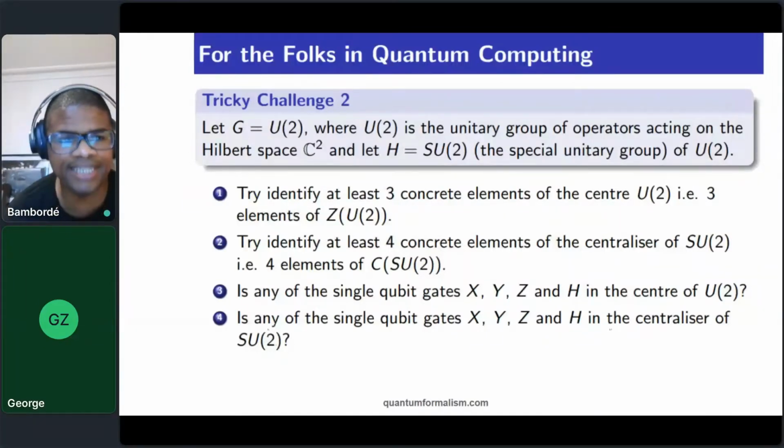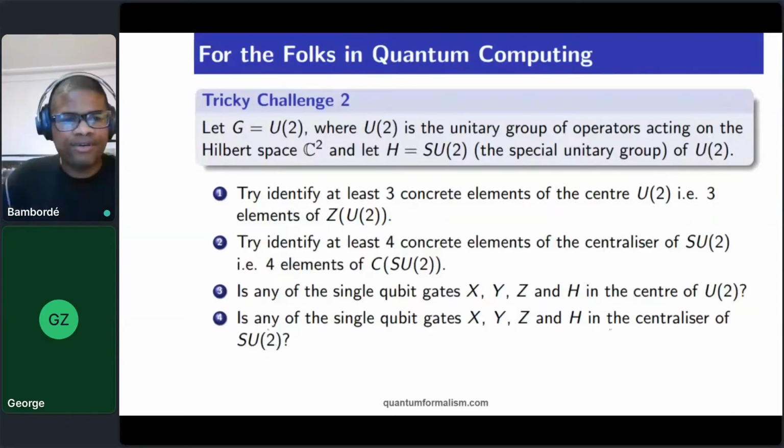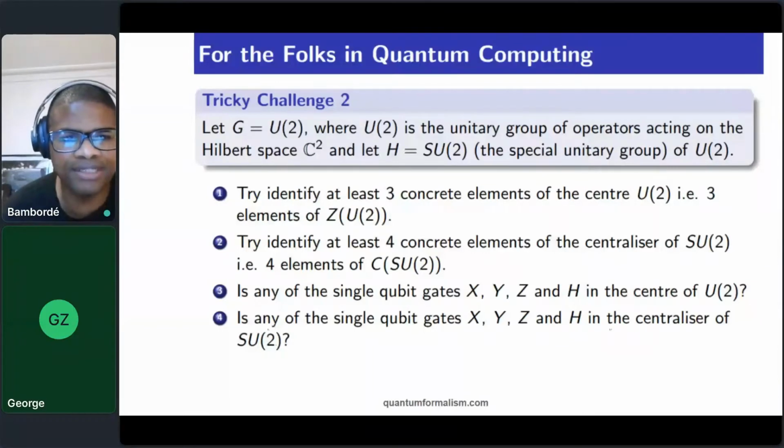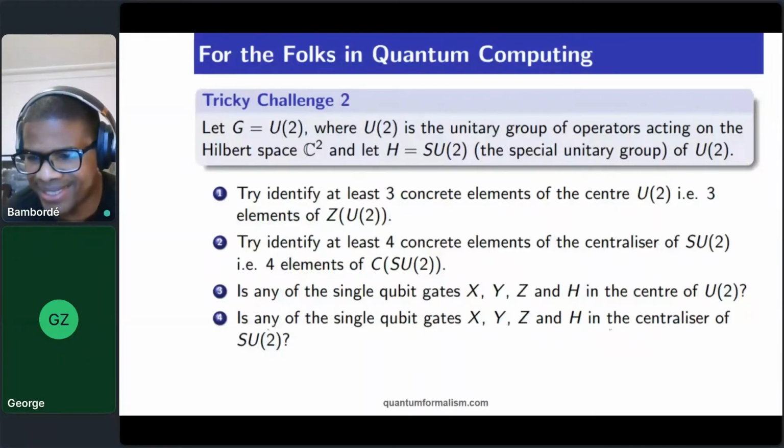I noticed that people coming from a quantum computing background might find this boring. We're seeing a lot of examples of toy groups and this type of stuff that has no resemblance to the real thing. So I decided to do this.